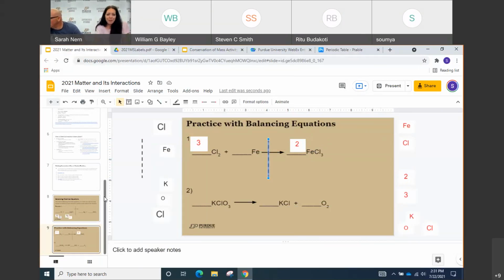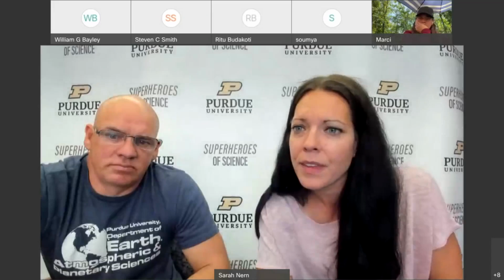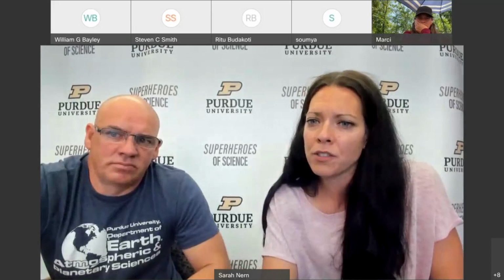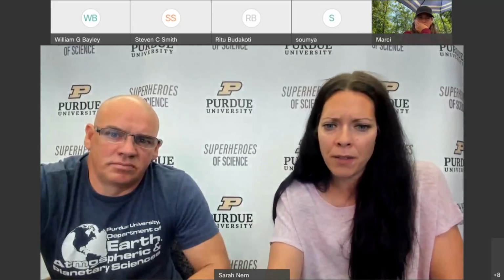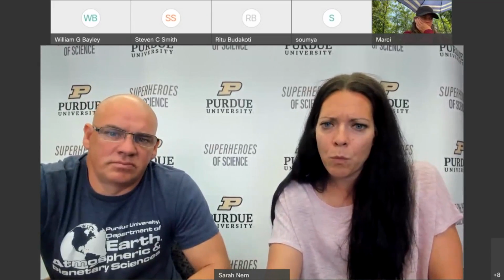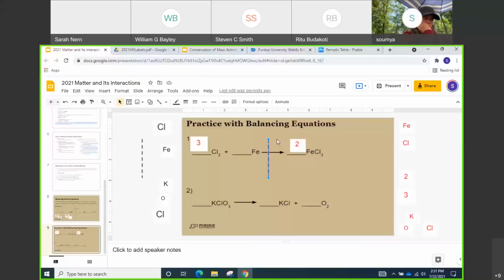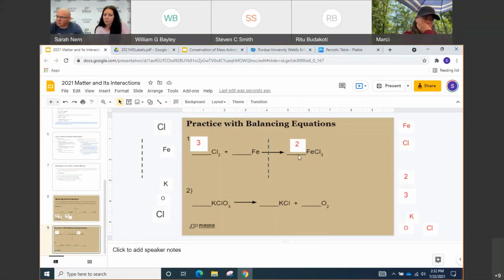So I just had a couple of those to show a different way of using manipulatives, virtually maybe, to show balancing reactions. I'm going to stop. The division bar is just to show the students that this is separating the reactants from the products.